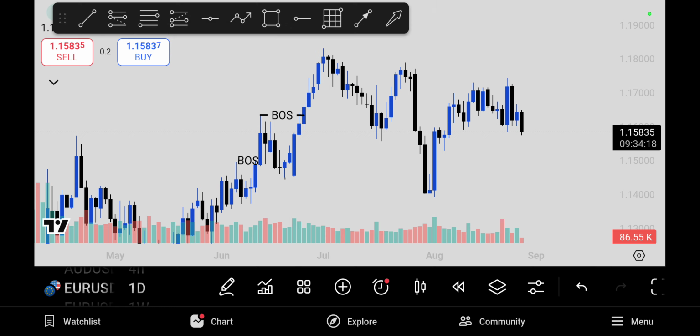Okay, so please go to your chart and practice this on other pairs too. I'm not saying you should trade the other pairs, but before you do all this, please have a demo account, practice this and understand this.